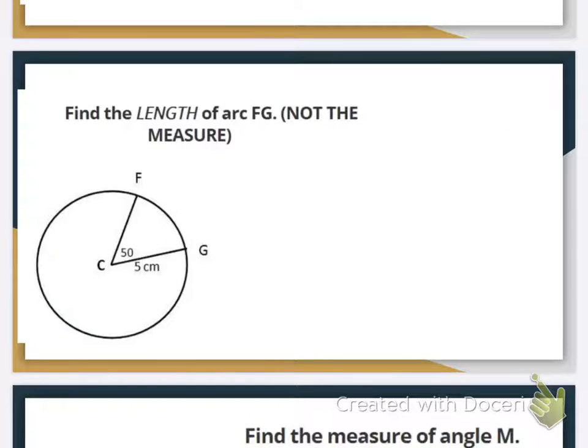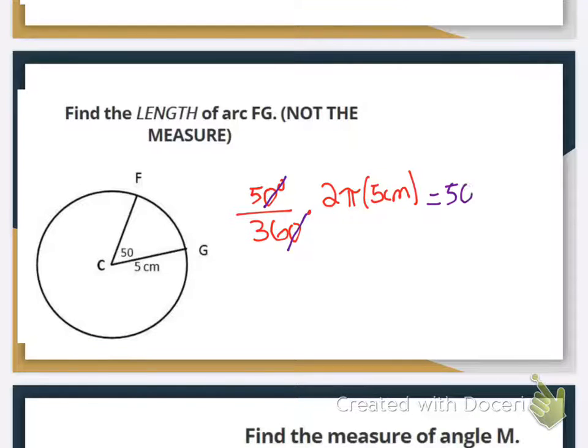Okay, so now find the length of the arc FG, not the measure. So that's when we did our 50 degrees. We divide it by the total of the circle, 360, times 2 pi r, and our r is 5 centimeters. If you divide each of these by 10, the zeros come off. Then I'm just going to multiply the top. So 5 times 5 is 25, times 2 is 50 pi centimeters. In the denominator, I have 36. And then I'm going to see what can come out of the 36 and the 50. Well, I know 2 can. This becomes 25. This becomes 18.